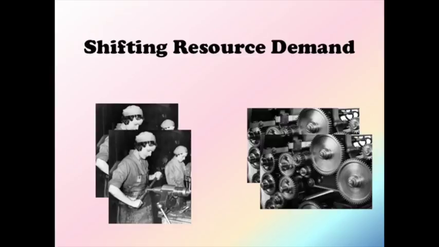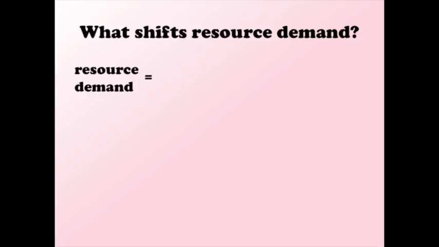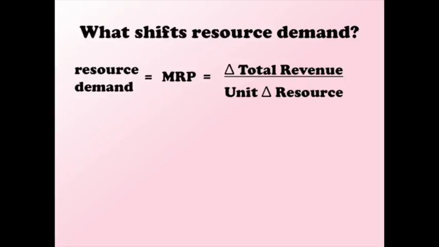The demand curve for a resource can shift for various reasons. One of the most basic reasons why it would shift is because that resource's marginal revenue product has changed. Marginal revenue product is equal to the demand curve for a resource. So if the marginal revenue product of a resource, like labor, changes, the demand for labor would also change. So what are the things that could change marginal revenue product?